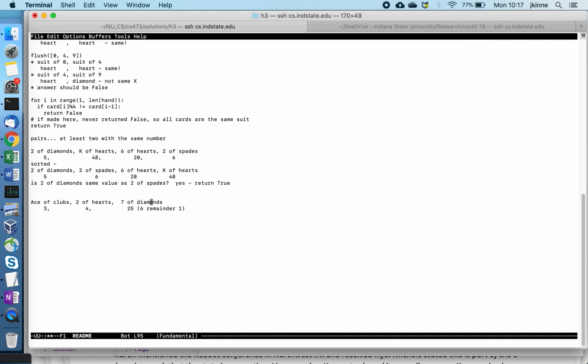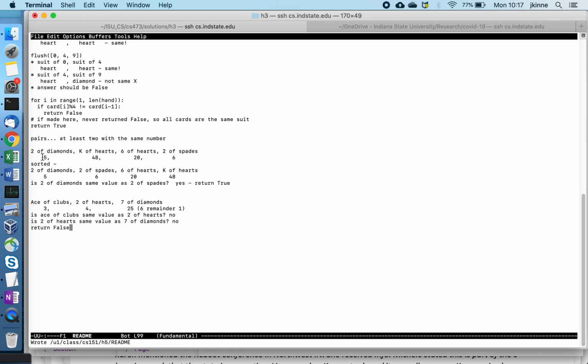So what my code is going to do is I'm just going to compare each adjacent card after I sort them. These are already in sorted order, so I would check, is an ace of clubs same value as two of hearts? No. Is the two of hearts same value as seven of diamonds? No. So therefore I'm going to return false.